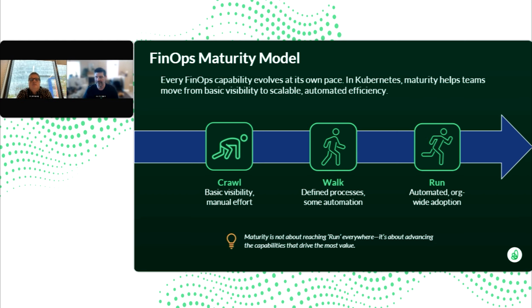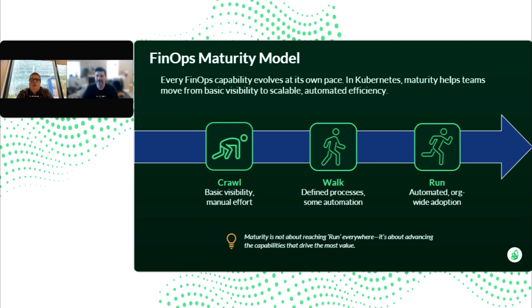So if we look specifically at Kubernetes examples for these different phases, in the crawl phase, we could be looking at things like per cluster tagging and partial allocation. In the walk phase, we could be looking at things like namespace level cost tracking and right sizing.